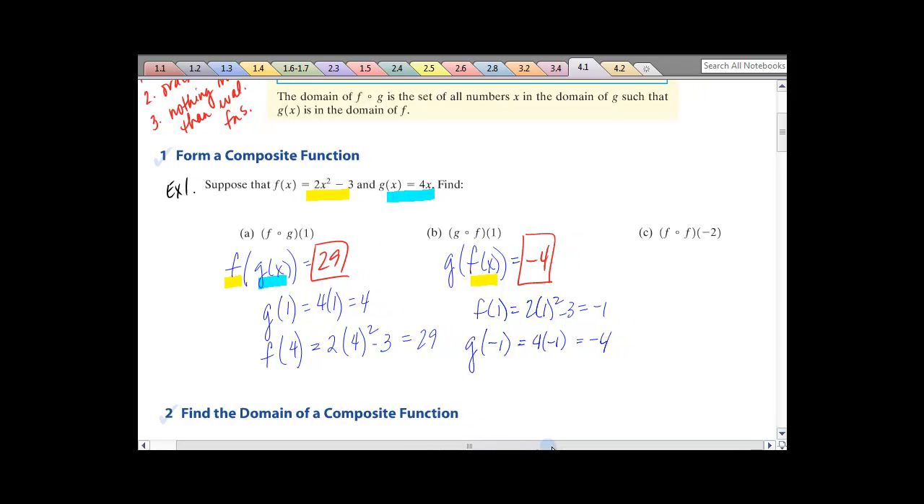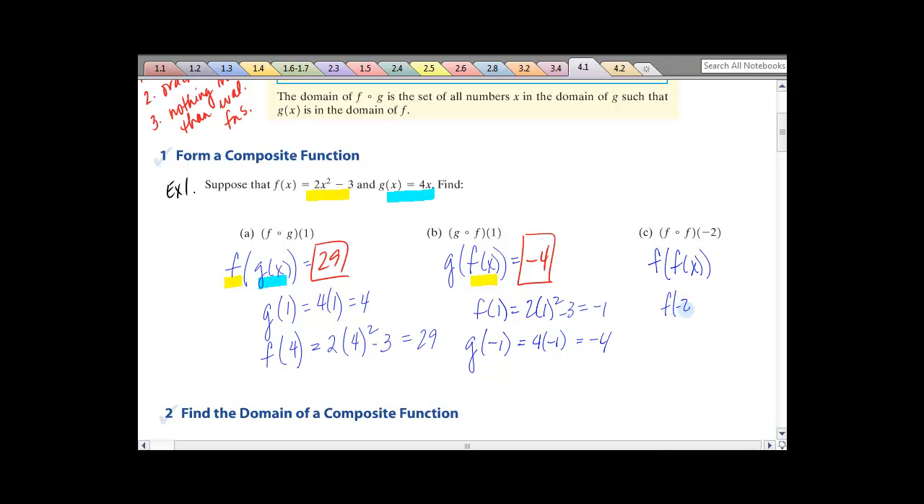Now let's try one more example. This time it's f composed with f. Even though I'm composing my function with the same original function, I will end up getting a different answer. So we write this as f composed with f of x. I'm going to evaluate f of x at negative 2.